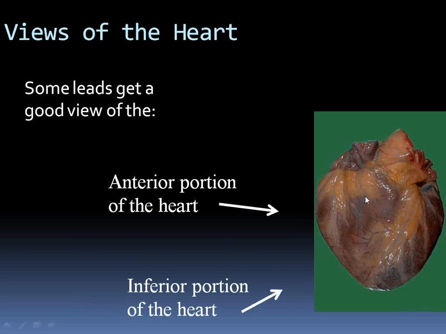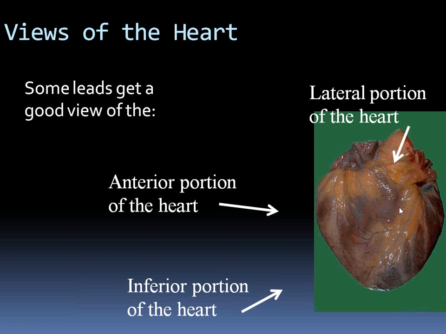This is the anterior portion of the heart, and this is the inferior portion of the heart. The lead that is placed on the inferior portion will tell us about an inferior MI. The lead that is put on the anterior portion will tell us if there is an anterior MI. This is the lateral portion of the heart. The leads that are put on the lateral side of the heart, which are leads 1, AVL, V5, and V6, will tell us that the patient is having a lateral MI.